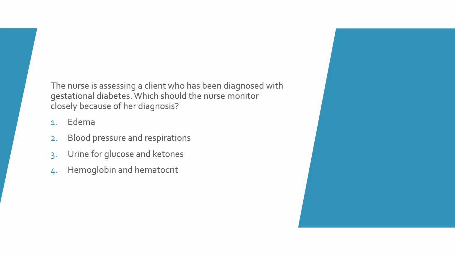Hemoglobin and hematocrit. Again, this is not specific to gestational diabetes. You would follow hemoglobin and hematocrit closely if the patient had a diagnosis of anemia. So number 3 is our correct answer. It is the only assessment specifically related to gestational diabetes.